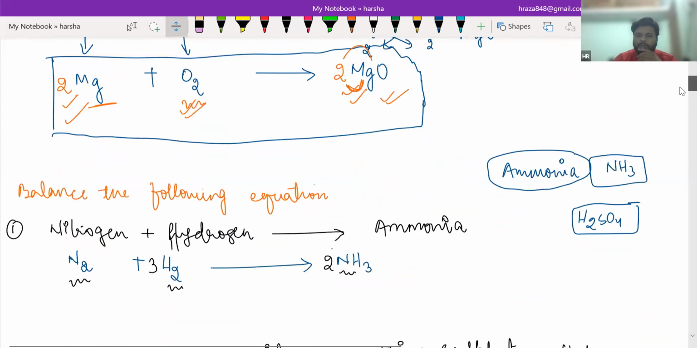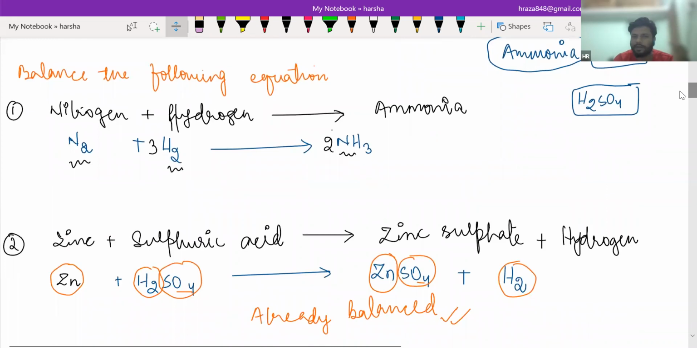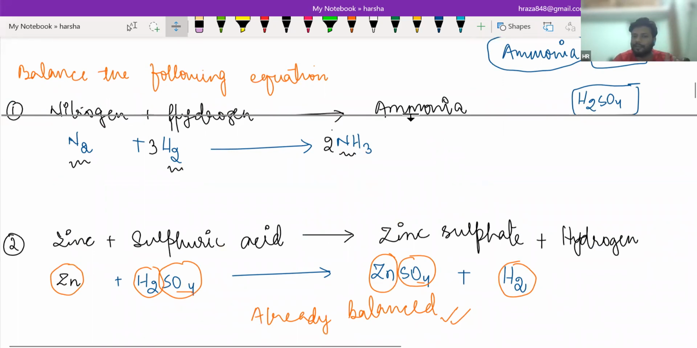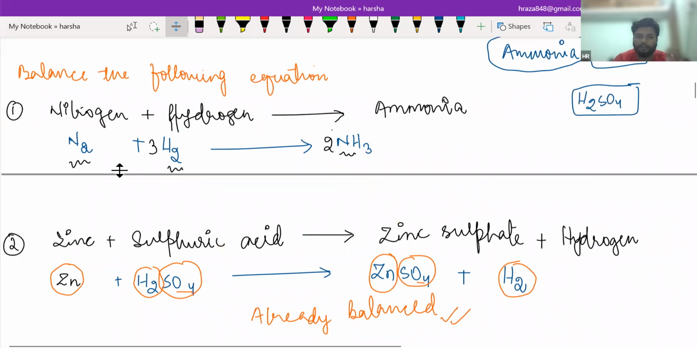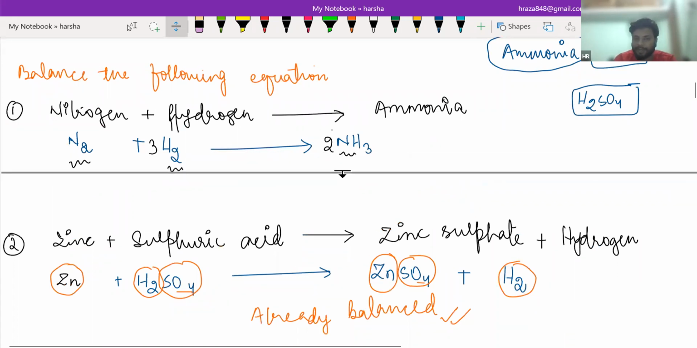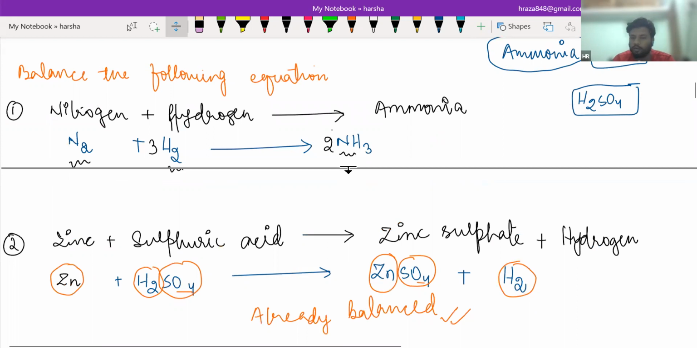Now, the second most important topic from this chapter is balancing the equation. How do we balance an equation? Balancing an equation means the number of atoms on the left hand side must be equal to the number of atoms on the right hand side. So you can see nitrogen plus hydrogen gives ammonia. I have given the equation N2 plus H2 will give NH3. I already told you how to balance it.